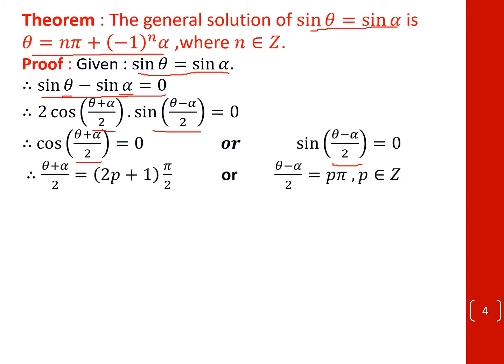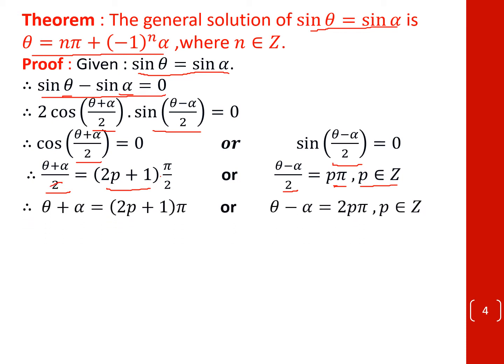So we can write it as (theta plus alpha) by 2 is equal to (2p plus 1) into pi by 2. Also, students, sin is 0 at pi, 2 pi and 3 pi. So we can write (theta minus alpha) by 2 is equal to p pi, where p belongs to Z. So students, this 2 will get cancelled. So theta plus alpha is equal to (2p plus 1) pi, or theta minus alpha is equal to 2p pi, where p belongs to Z.